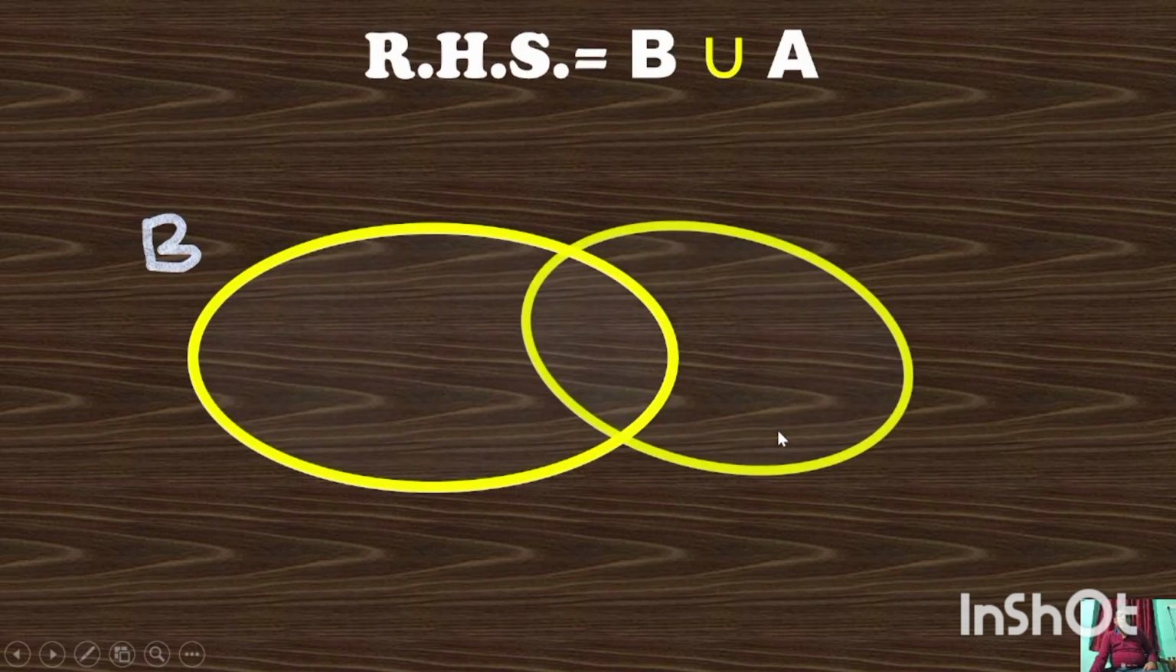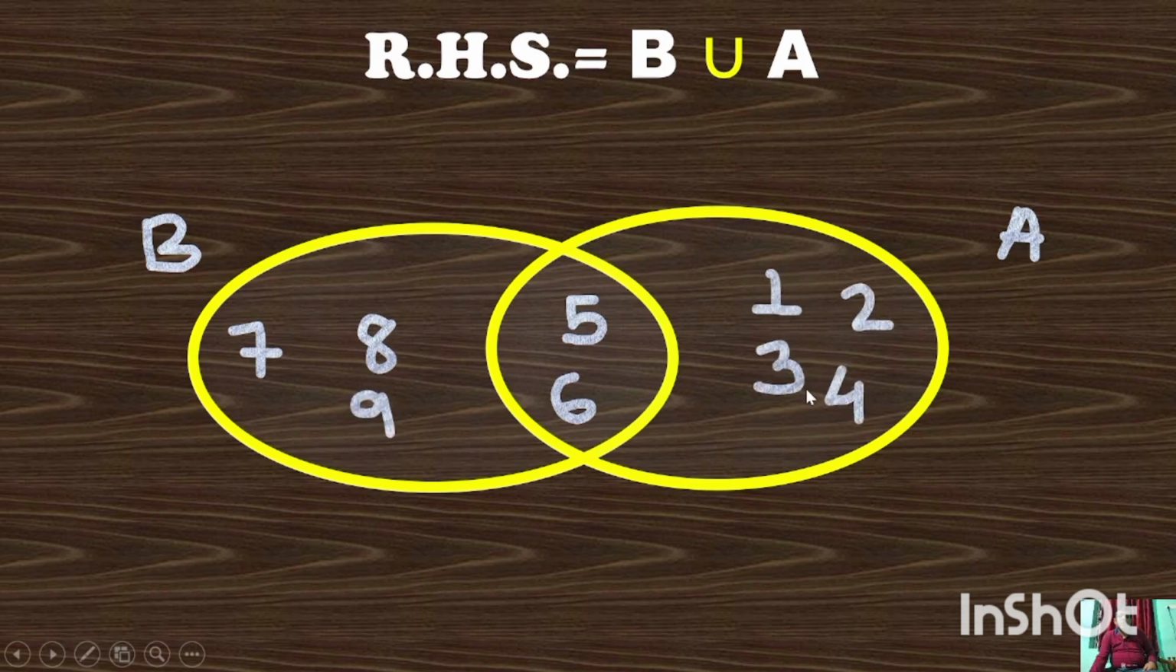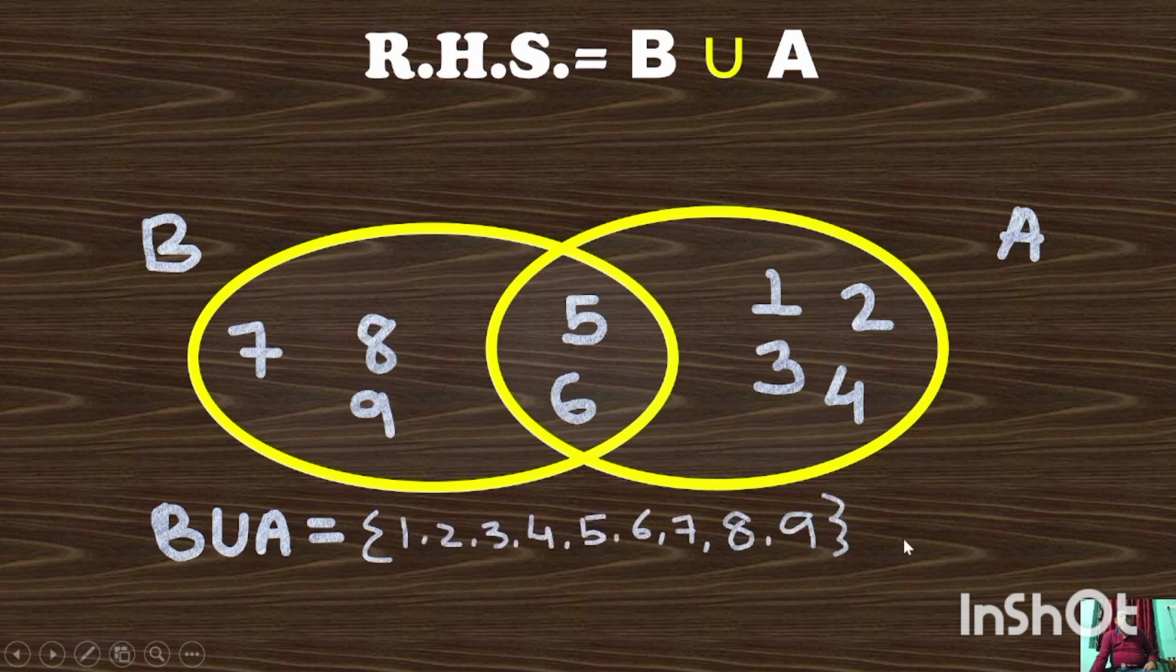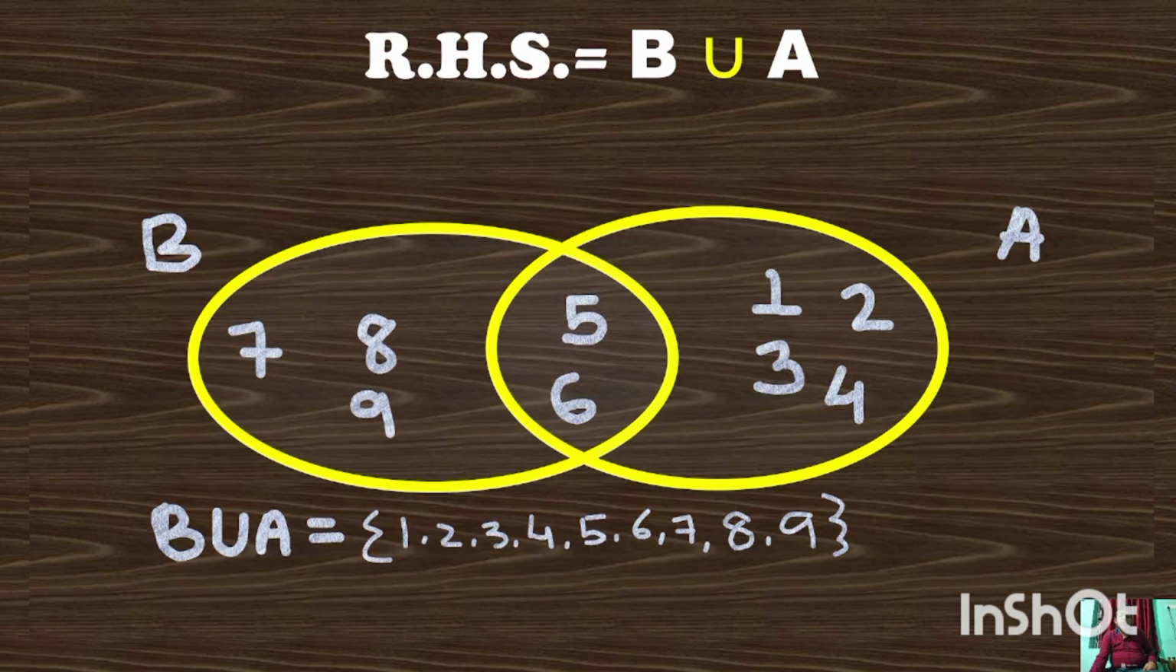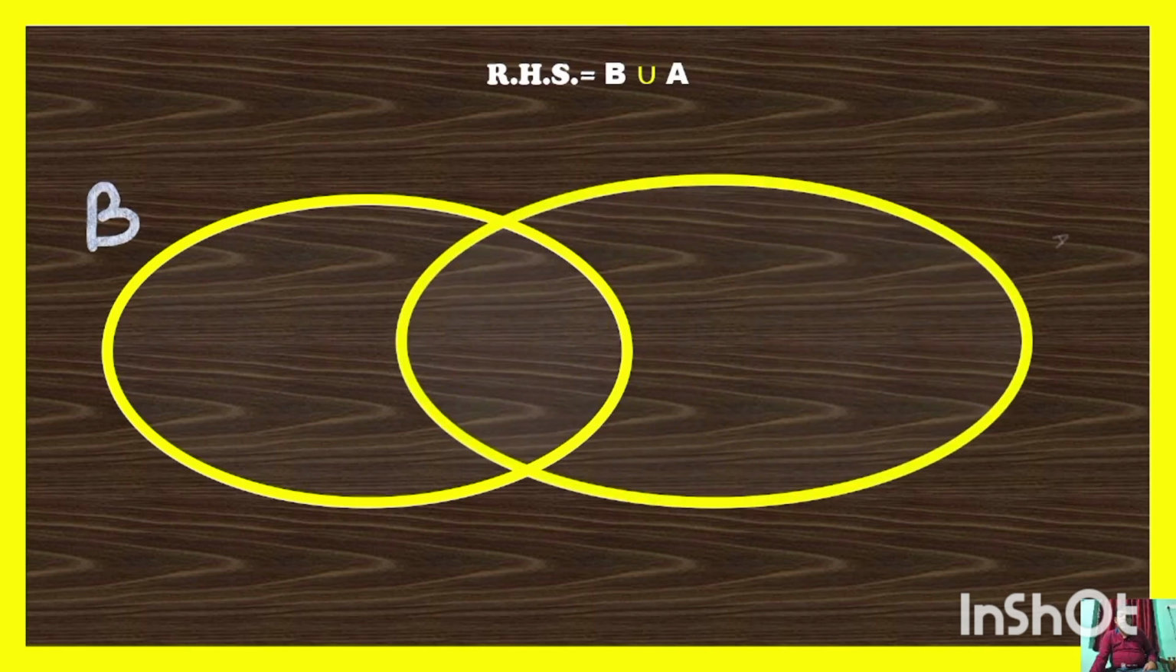Similarly, B union A. Let us take first set B, second set A. Let us write the elements: 5, 6 are the common elements present in the sets A and B. Here 7, 8, 9 are the elements of the set B, and these are the elements of the set A. So B union A is formed by taking all the elements of B and the elements of A. Same elements, right? From both the cases it is clear that B union A is also by taking the sets B and A.